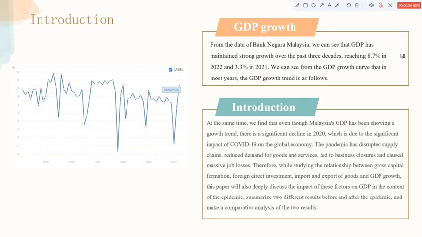GDP is the core indicator of national economic accounting and is also of great importance in measuring the economic situation and development level of a country. From the data of Bank Negara Malaysia, we can see that GDP has maintained strong growth over the past 3 decades, reaching 8.7% in 2022 and 3.3% in 2021.